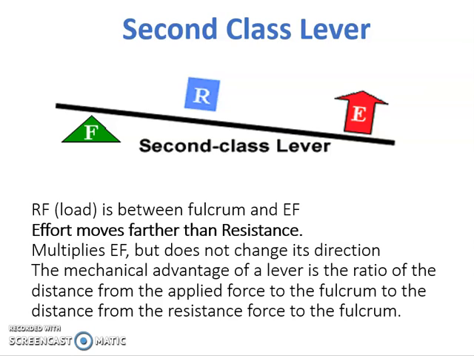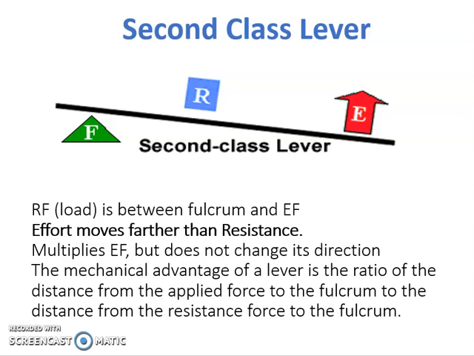If we're talking about a wheelbarrow, this is the wheel. The resistance is the load that we're carrying. Let's say we're carrying a wheelbarrow of soil, and then the effort is to lift the wheelbarrow, but then move it in that direction. So that's a second class lever.